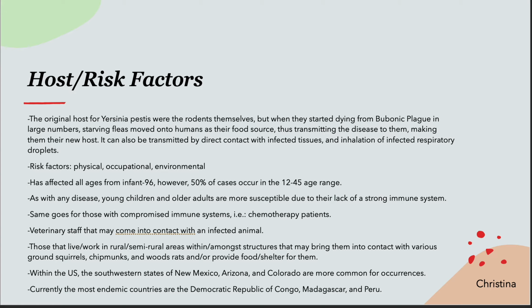Host and risk factors. The original hosts for Yersinia pestis were rodents themselves, but when they started dying, they had to move to a new food source, which was humans. It can also be transmitted by direct contact with infected tissues and inhalation of infected respiratory droplets. Risk factors for bubonic plague include physical, occupational, and environmental factors. It's affected all ages from infant to 96, but most cases occur in the age range of 12 to 45.